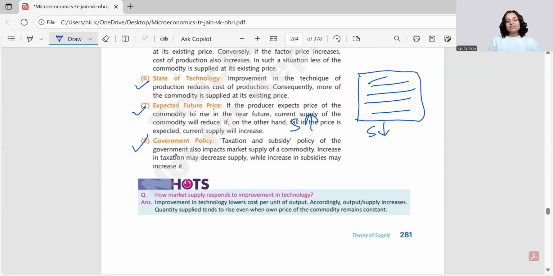And then comes the government policy. Government policy is talked about in taxation and subsidy terms. Subsidy is a positive term for producers. Taxation is a negative term. Higher taxation means higher cost for him, and hence supply would be going down. But when subsidies are given, it means his cost of production reduces, and hence the profits have a better potential, and hence the supply is expected to be higher.